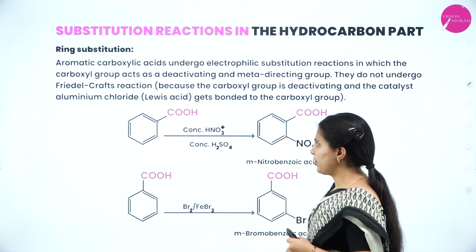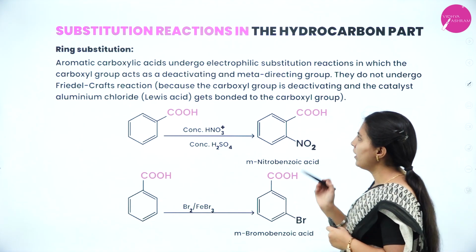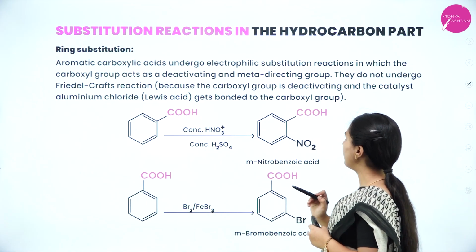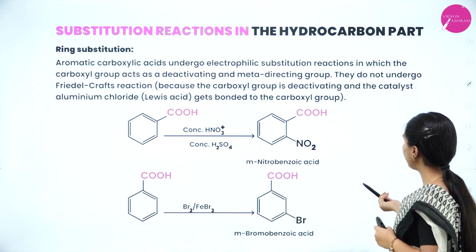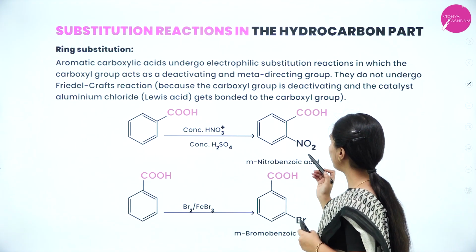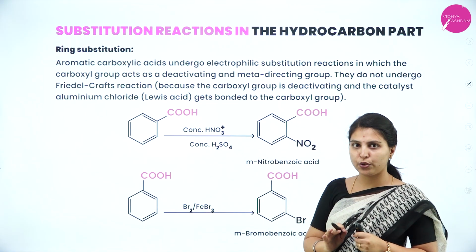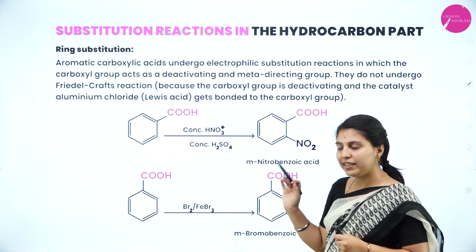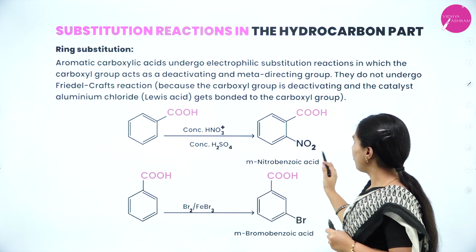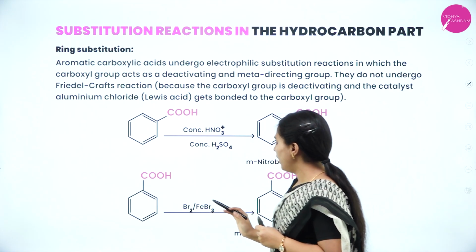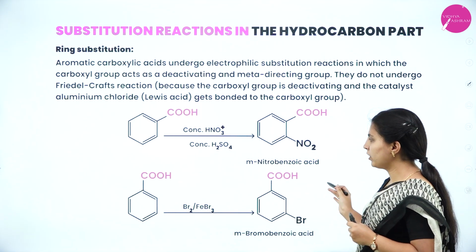Next, ring substitution. Aromatic carboxylic acids undergo electrophilic substitution reactions in which the carboxylic group acts as a deactivating and meta-directing group. They do not undergo Friedel-Crafts reaction because the carboxyl group is deactivating and the catalyst aluminium chloride gets bonded to the carboxyl group. Here, aromatic carboxylic acid will undergo electrophilic substitution; the carboxyl group is meta-directing because it is a deactivating group. Okay. Here, if you use a nitrating mixture, meta-nitrobenzoic acid will be formed. If bromine and ferric bromide are used, meta-bromobenzoic acid will be formed.